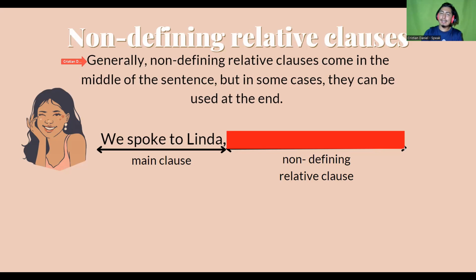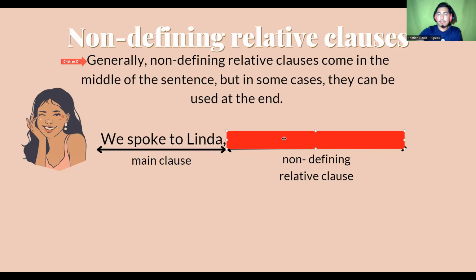Is it necessary to read the other sentence? Not really. We spoke to Linda. It's clear information that we have, and well, it's clear first of all, and also it's important that we spoke to Linda, or you talked to Linda.